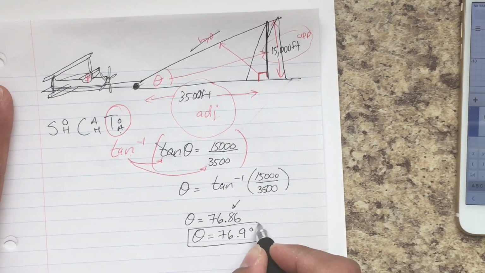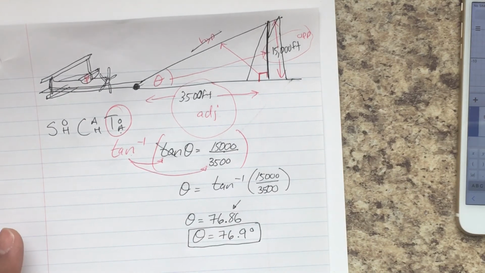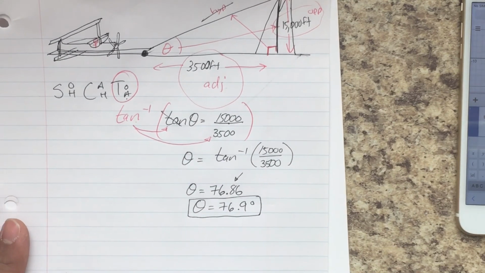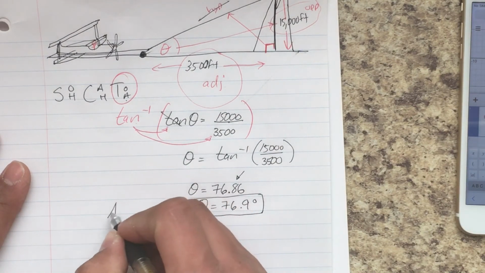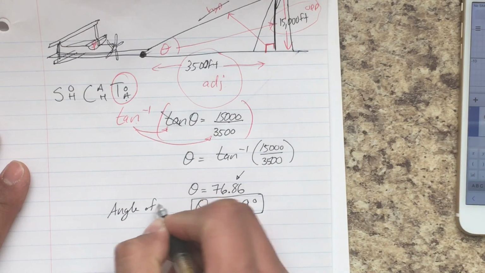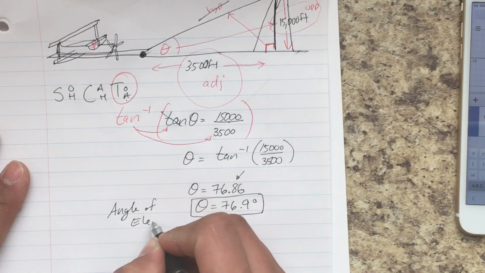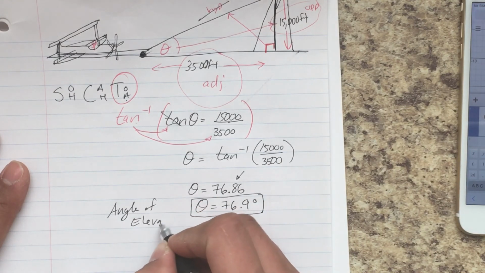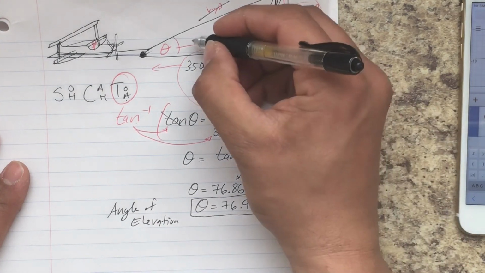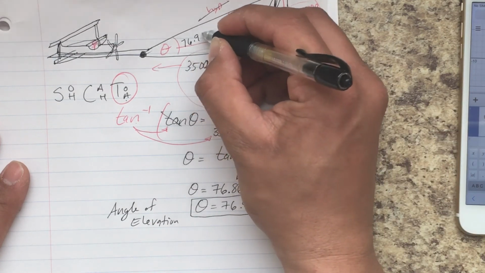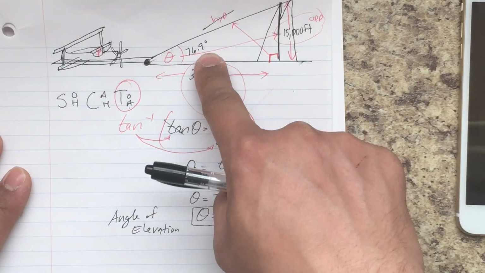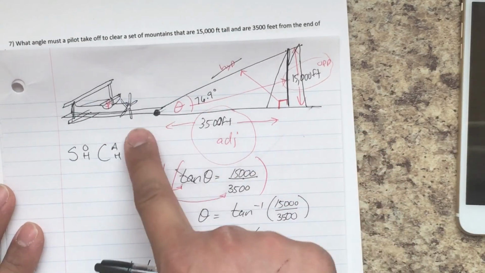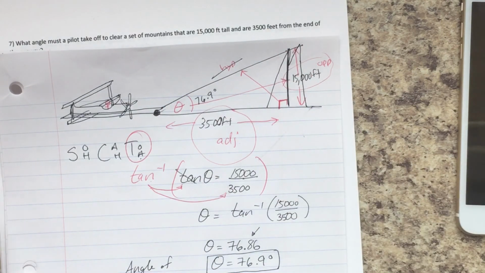So it needs to be higher than that in order for us to not die. So that is my angle of elevation. Okay, so here's 76.9 degrees. So as long as our angle is more than that, we will be able to clear the mountains and not die.